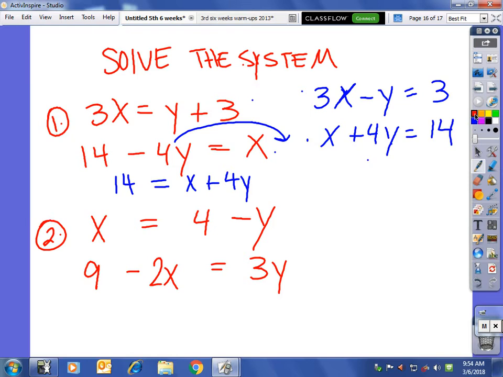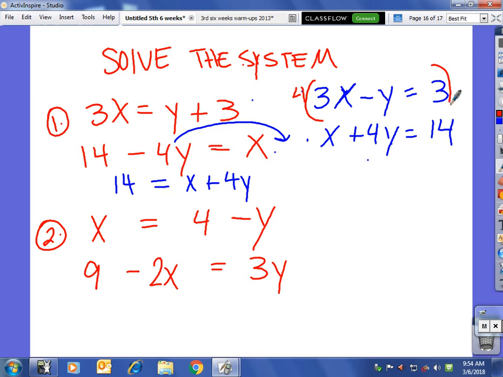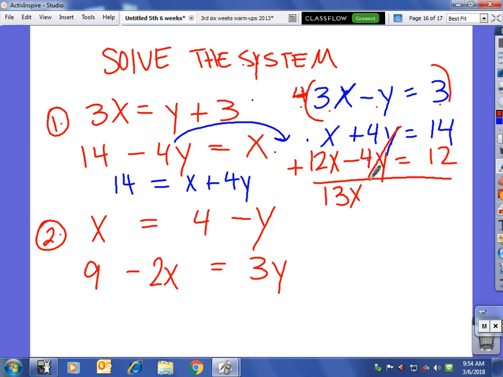Okay, if I make the y's cancel, I can just multiply the whole top equation by 4. So I'm going to rewrite that new equation underneath the second one. That would give me 12x minus 4y equals 12. Do you see what I did? I multiplied all those by 4. Add them up, and I'm getting 13x, the y's are eliminated, equals 26. And sure enough, I get a nice whole number. What is x? X is 2.